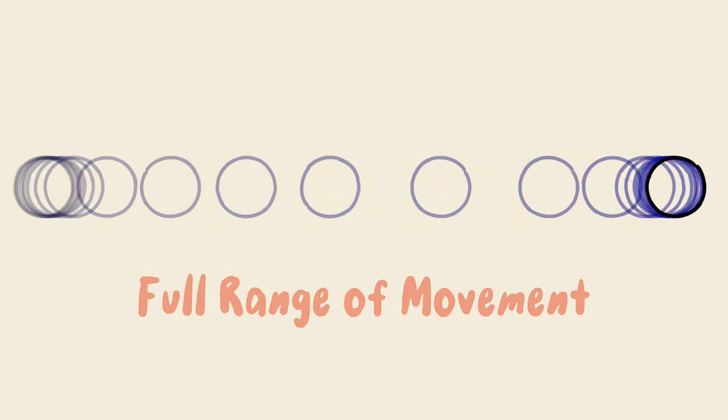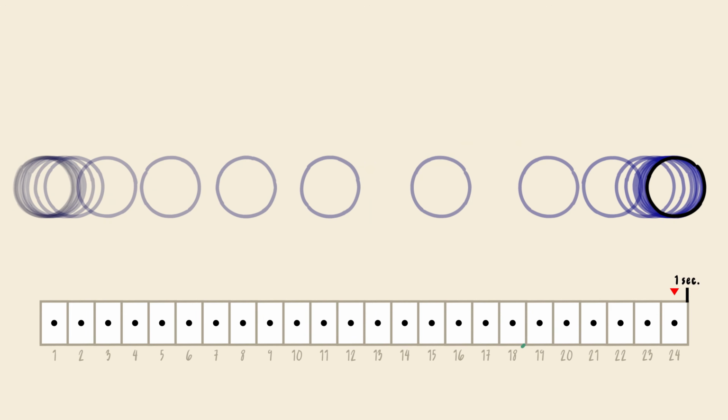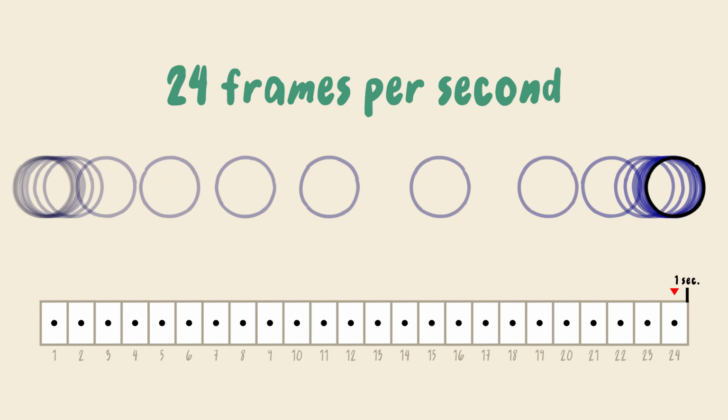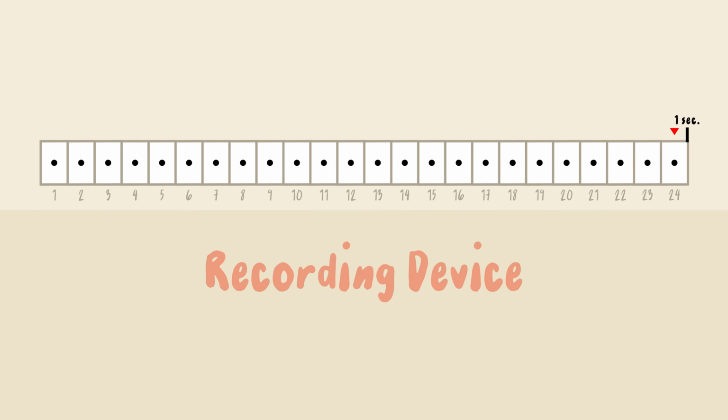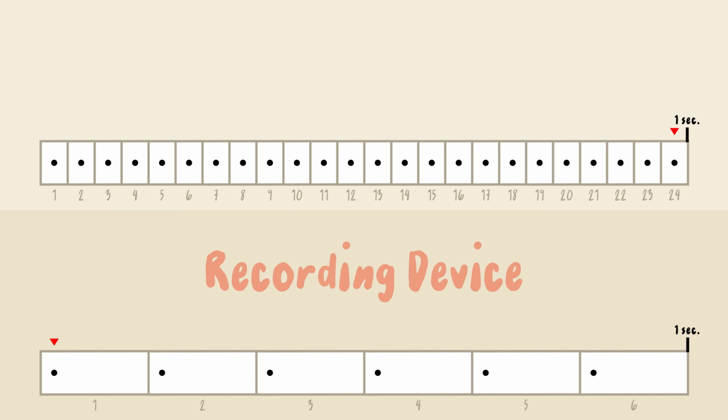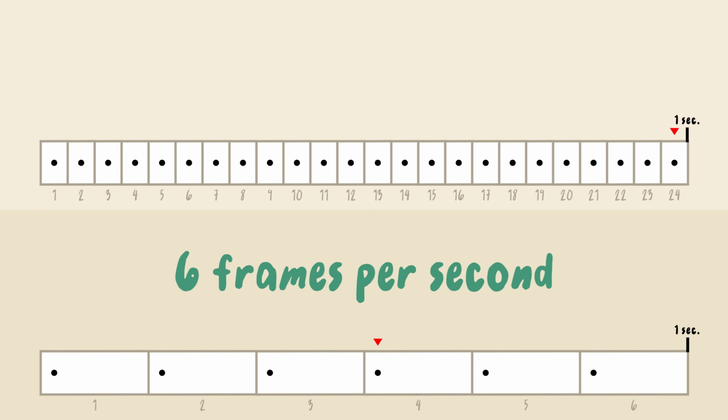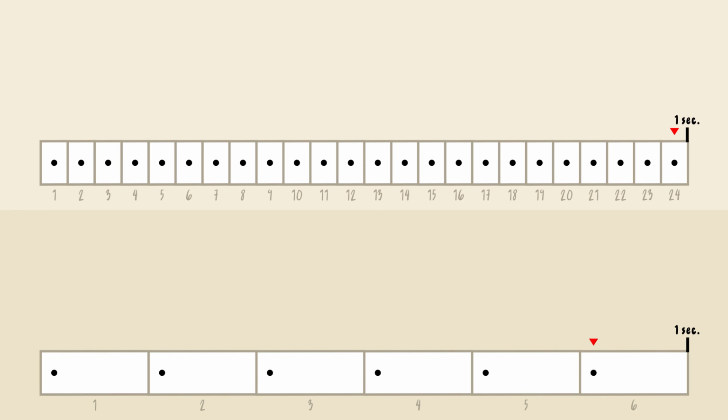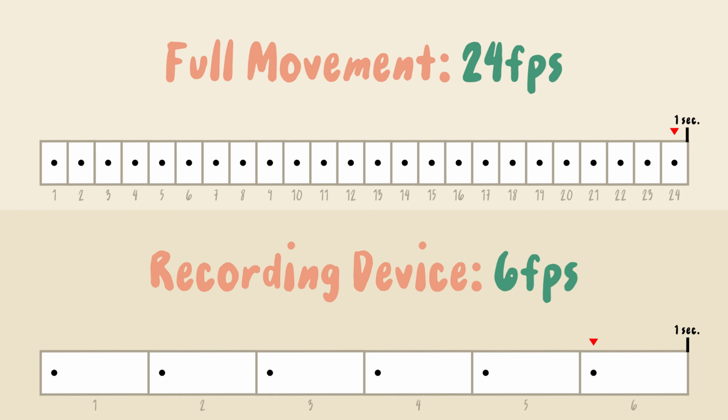Let me explain this in a different way. Let's say this is the full range of movement, and let's say it's 24 FPS. In reality, your eyes can probably perceive more than 24 FPS, but for the sake of this example, let's just say it's 24, meaning there are 24 frames in 1 second. And let's say your recording device can only capture 6 FPS, meaning it can only capture 6 frames for every second. I know that modern recording devices have a lot more FPS, but just to illustrate, let's say that the full movement is 24 FPS and the recording device is 6 FPS, just to simplify things.